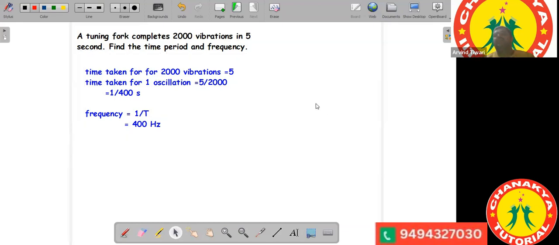Okay. See, 400 hertz frequency is the frequency what we can hear. So if you will be able to hear the vibrations, you will be able to hear a sound coming out from the tuning fork. Okay. Let's see now the wave part. This was about the oscillation. This much you should be knowing.